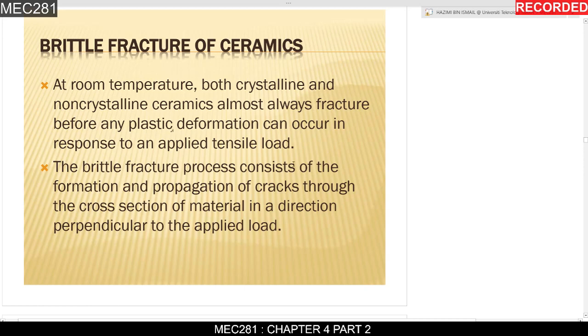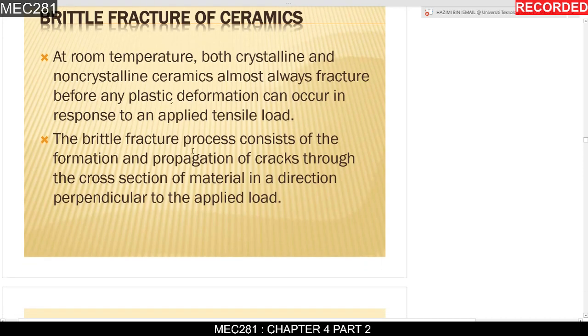There will be fracture occurring first before any plastic deformation can occur. So that's why your kitchenware or your dinnerware, your teacup and so on, pinggan, mangkuk, awak semua tu akan pecah dulu. Dia tak jadi melentur ke apa, sebab dia kena pecah dulu. That's why they have the brittle fracture properties here.